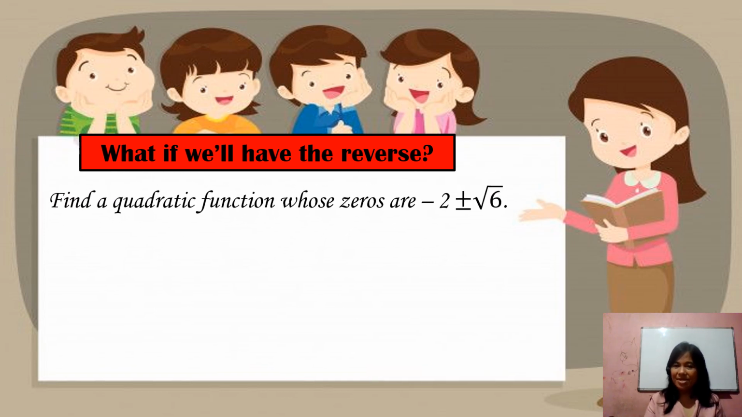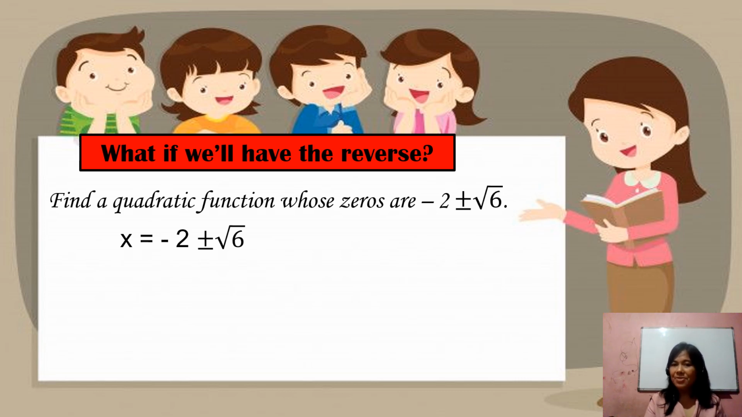Here is another example. What if our root is irrational? Like, for instance, we have negative 2 plus and minus square root of 6. What should we do? We won't use the sum and product method first, only method 1. Diba it comes from here: x equals negative 2 plus and minus square root of 6.